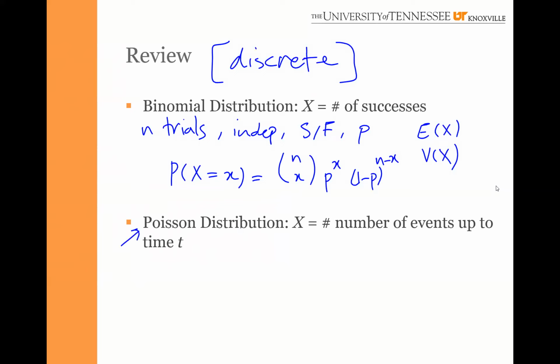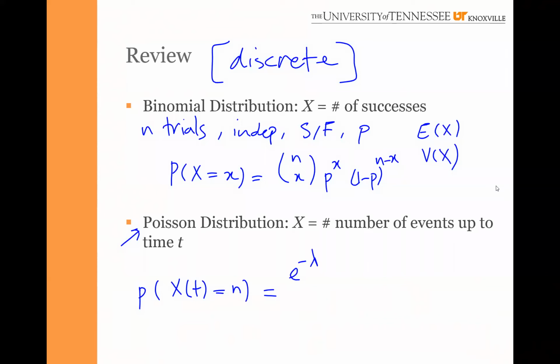And then Poisson distribution. It goes hand in hand with the exponential distribution, and gives the number of events up to time t. Exponential gives the time between two events; it can model the time between two events or the time to failure. Poisson gives the number of events up to time t if the times between failures are exponentially distributed. So the probability that X at time t is equal to n is equal to what?